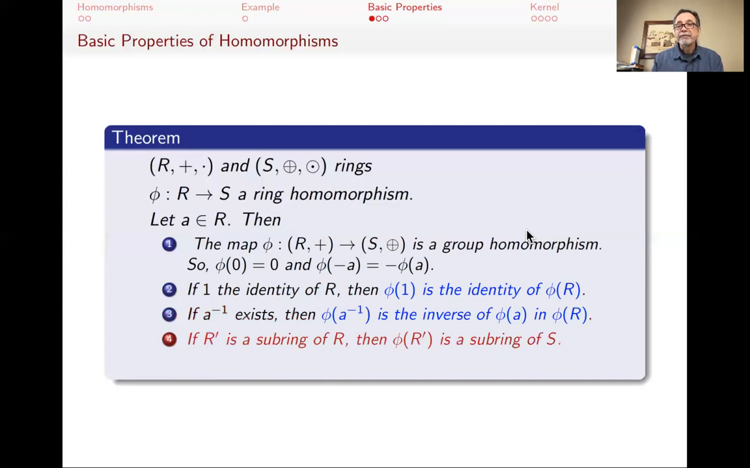And just like groups again, if R prime is a subring of R, then when you apply phi to every element of R prime, you get phi of R prime, which is a subring of S. So subrings go to subrings.